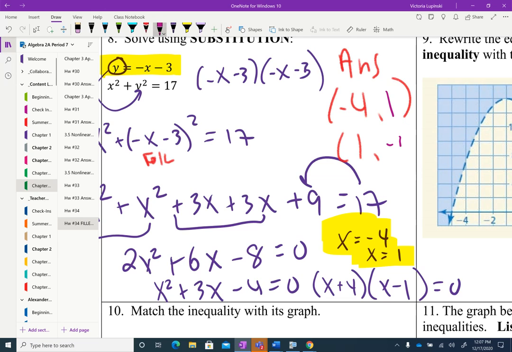So my two answers are negative 4 comma 1 and 1 comma negative 4. Again, it doesn't always have to be two solutions, but for some reason that just always seems to be the standard. But if you have fewer, don't worry, you're not going to have more though. Questions up to there?